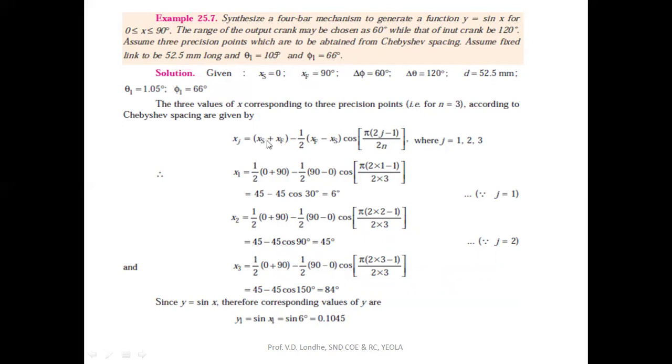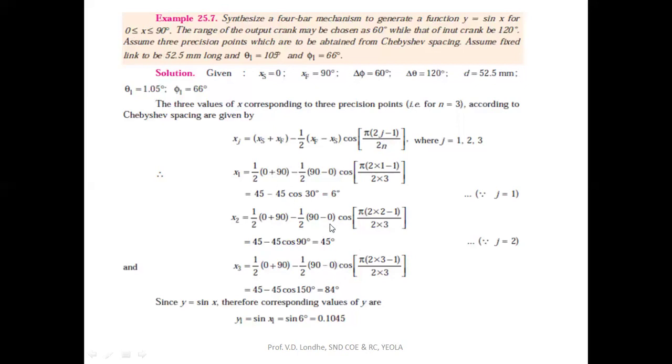As per this formula, xj is equal to (xs + xf)/2 minus (xf - xs)/2 into cos of (π(2j - 1)/2n), where n is the number of precision points, here 3, and j is the corresponding precision position, which may be 1, 2 and 3. So you will get the values of x1, x2, x3 in the range of 0 to 9 degrees. The first value is 6 degrees, 45 degrees, 84 degrees, and the last value is 9 degrees.